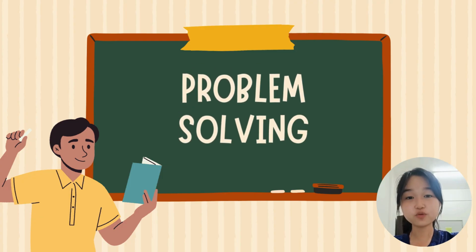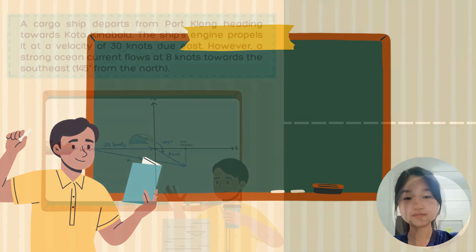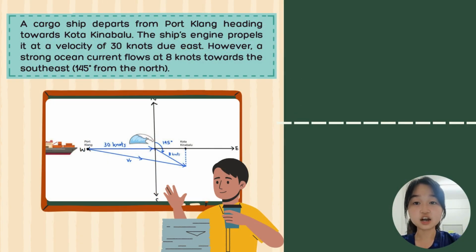Now, let's move to the problem-solving question. This question shows a cargo ship departing from Port Klang heading towards Kota Kinabalu. The ship's engine propels it at a velocity of 13 knots due east. However, a strong ocean current flows at 8 knots towards the southeast, 145 degrees from the north.